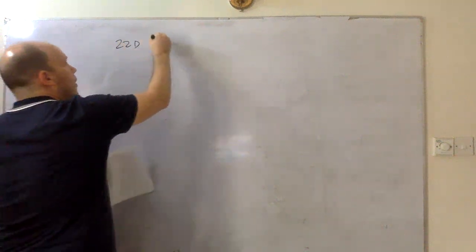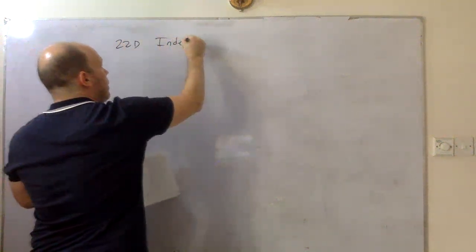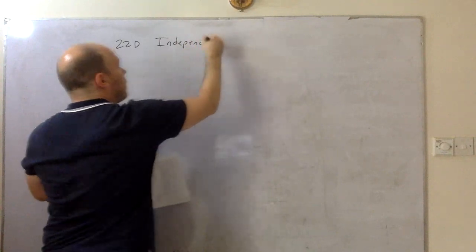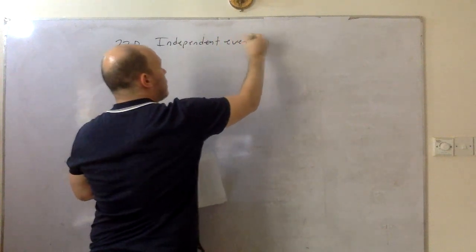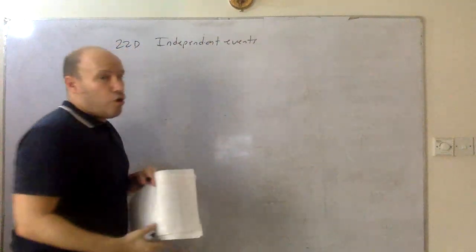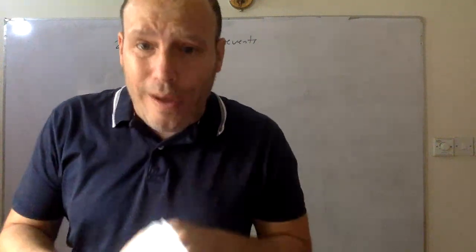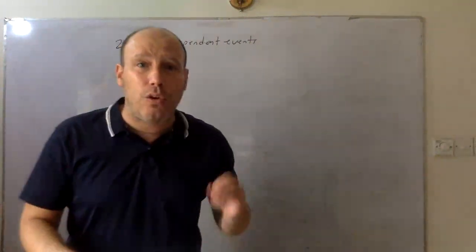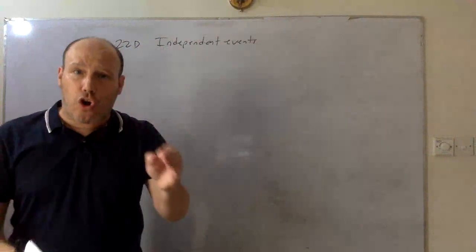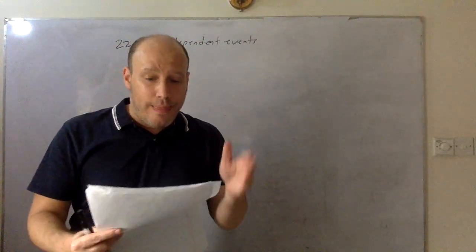Okay, let's move on to the next unit. 22D, independent events. This is quick. Independent events. So in the probability unit, we're always asking ourselves: does something affect the current probability? And that's our goal.